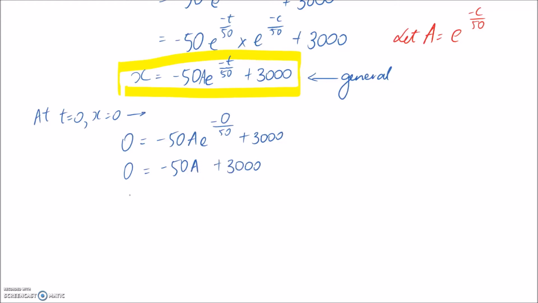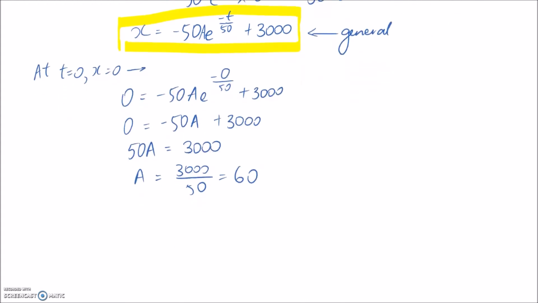So we just need to rearrange for a. If I swing that term to the other side, it goes positive. I'm going to get a is equal to 3000 divided by 50, which is 60 overall. So we've now got what our constant is. So if we substitute it back up in here, we're going to get x is equal to negative 50 multiplied by a, which is 60, e to the negative t on 50. And I can write that a little bit nicer by just popping these numbers together. So overall that's negative 3000.